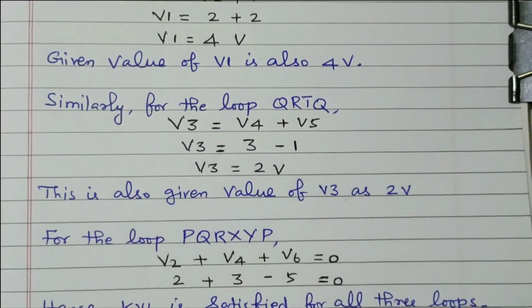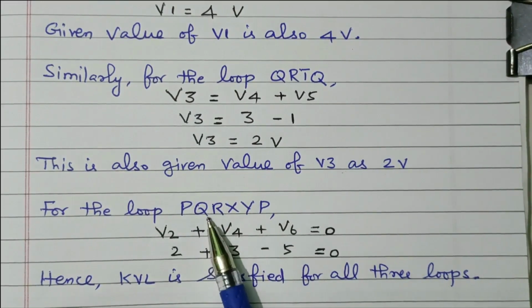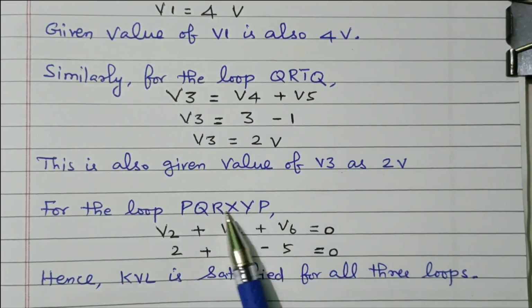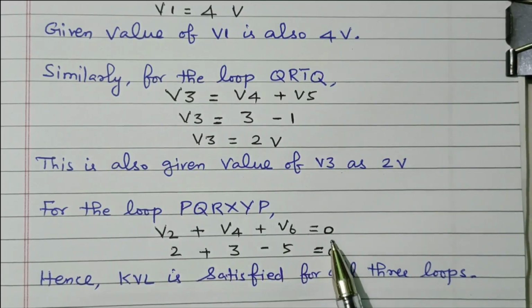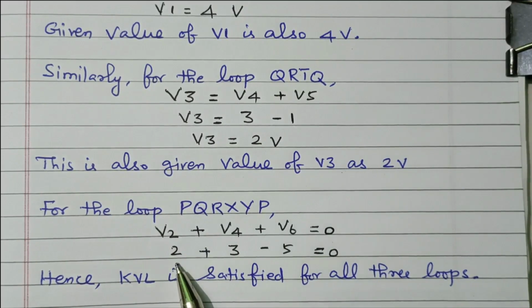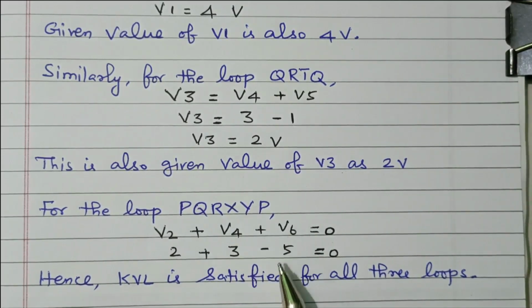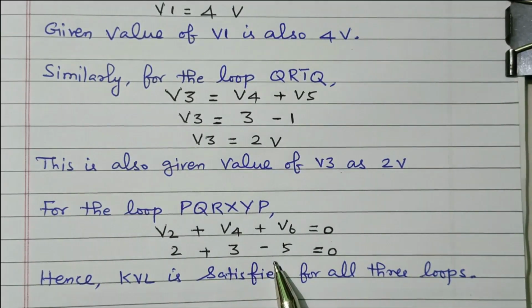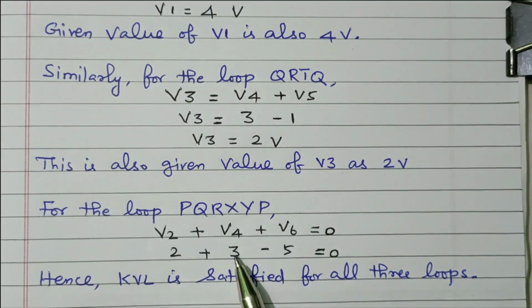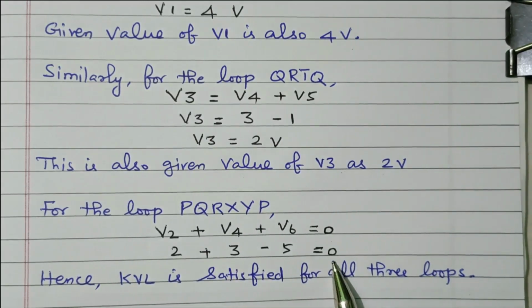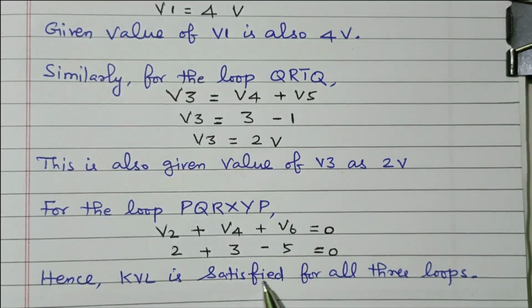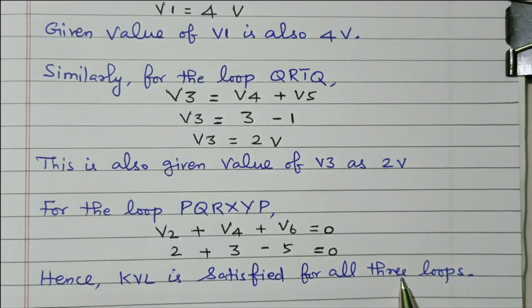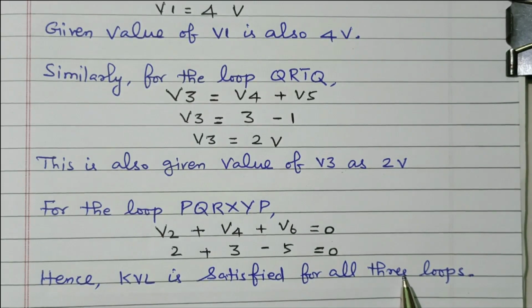So one more loop is available, the loop PQ or XYP. Here the source is not available. So V2 plus V4 plus V6 equal to 0. V2 is 2 volts, V4 is 3 volts, V6 is minus 5 volts. Right? It is given in the problem itself. So 2 plus 3, 5, 5 minus 5, 0. Right? So the equation is satisfied. Hence KVL is satisfied for all three loops. So we verified Kirchhoff's voltage law for all the three loops.